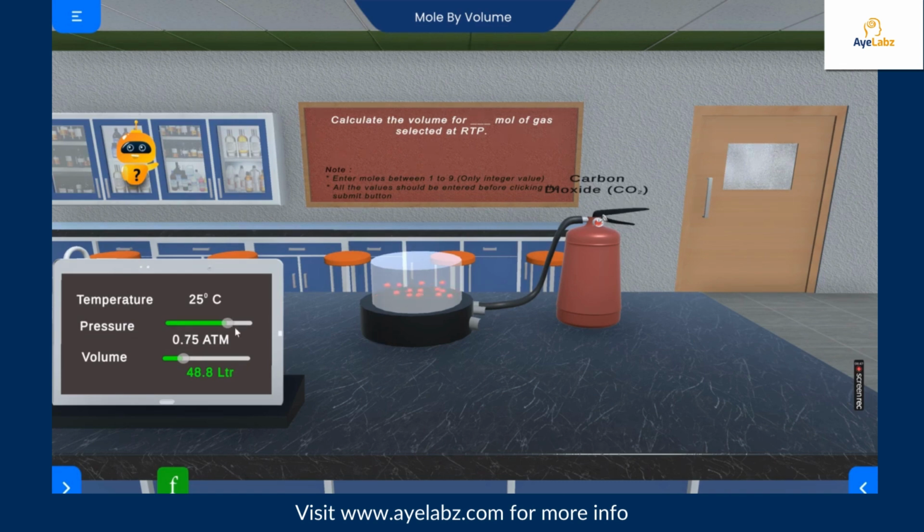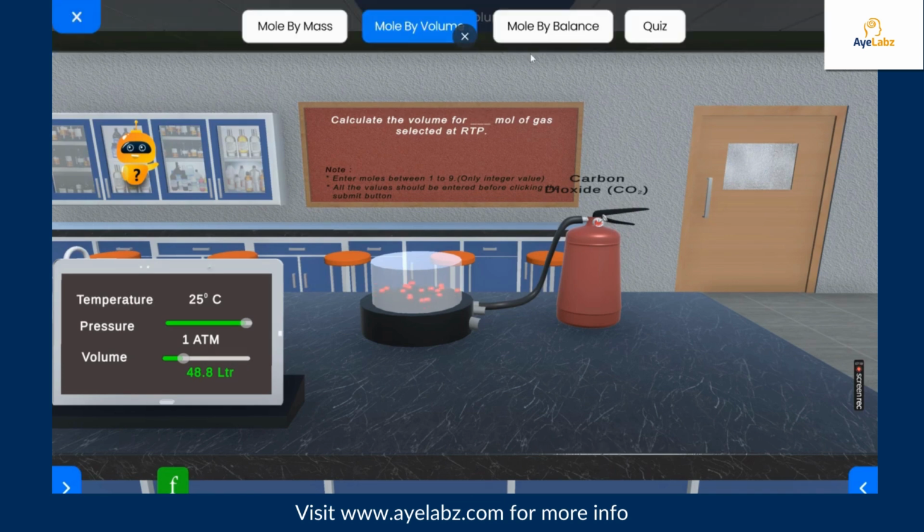Since we have selected RTP condition, the temperature is 25 degrees Celsius and the pressure is 1 atm. Similarly, you can try it out with sulfur dioxide and ammonia. Also, you can switch between STP and RTP conditions to compare the volumes of various gases, helping students to understand how gases behave under different conditions.